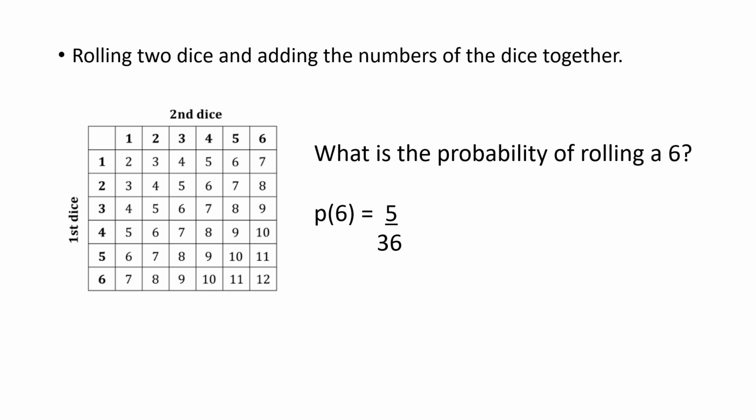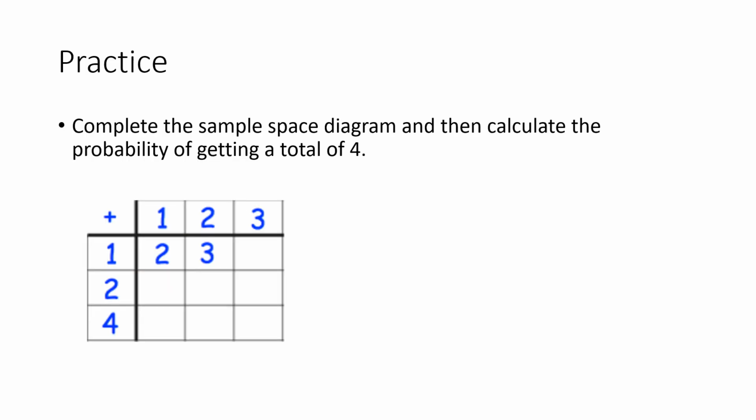So 5 goes on the top of the probability, and in total there are 36, 6 by 6, different outcomes, so 36 different outcomes on the bottom. So the probability of getting a 6 from this would be 5 out of 36. Now, always check, can I cancel that fraction down, make it simpler? And I can't, because nothing divides into 5 and 36.